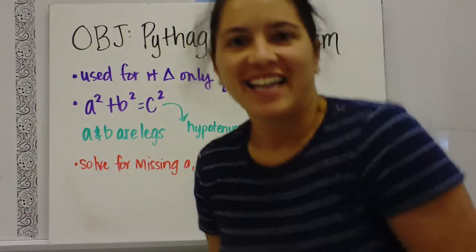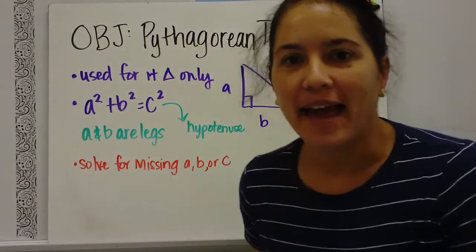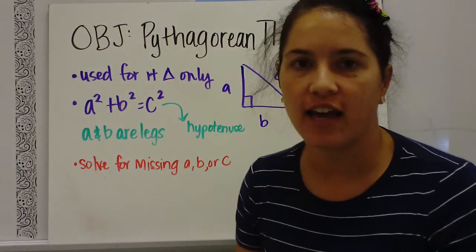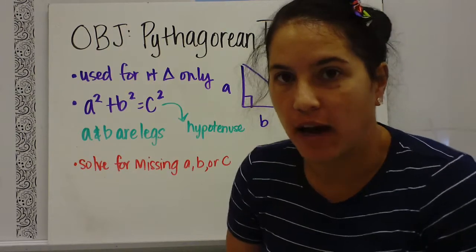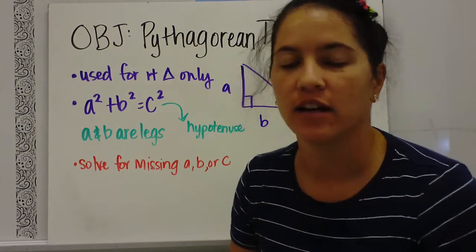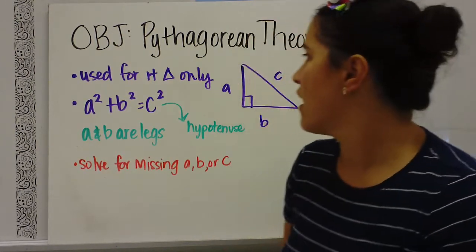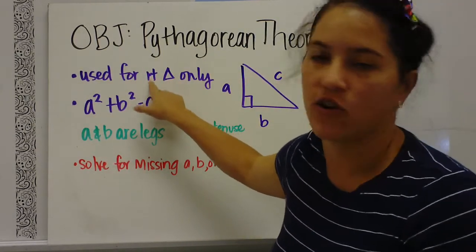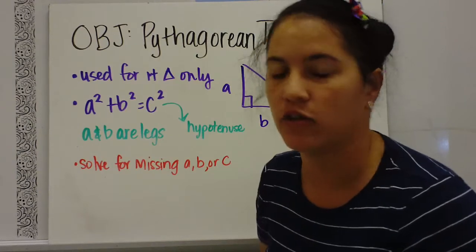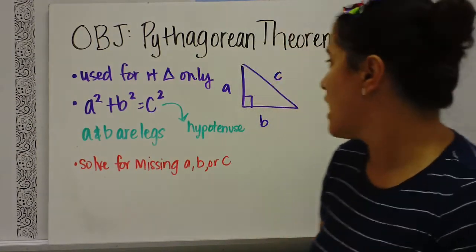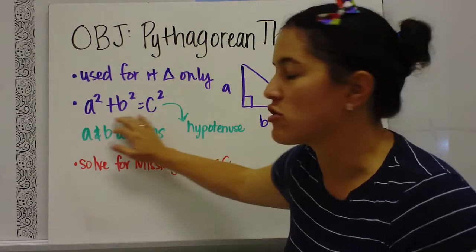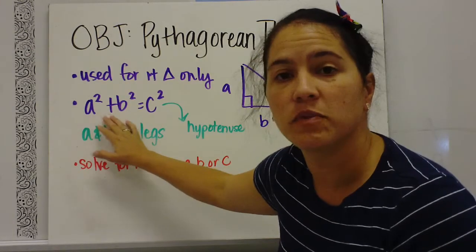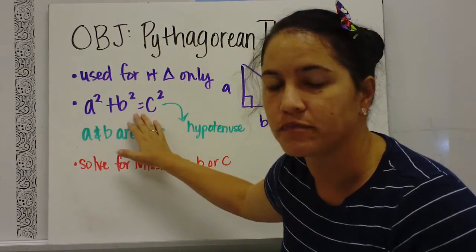Hey y'all. Today's objective is the Pythagorean Theorem, and it was developed by a guy named Pythagoras a long time ago. The Pythagorean Theorem is used for right triangles. That's an RT, right triangles only. You can only use it for right triangles. And it's this equation, so make sure you get this equation down. A squared plus b squared equals c squared.